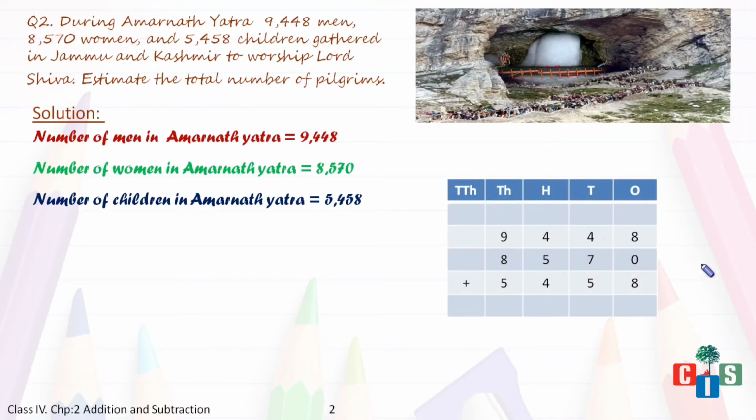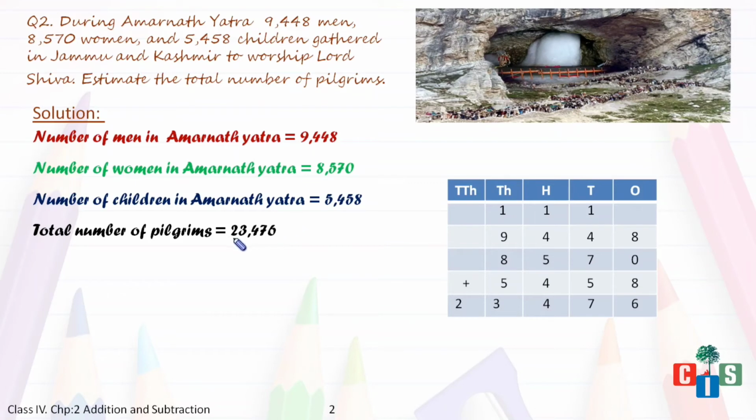8 plus 8 will give me 16. 1 plus 4 plus 7 plus 5 will give me 17. 1 plus 4 plus 5 plus 9 will give me 14. Then 1 plus 9 plus 8 plus 5 will give me 23. So my total number of pilgrims is 23,476. Now I have to do an estimate.